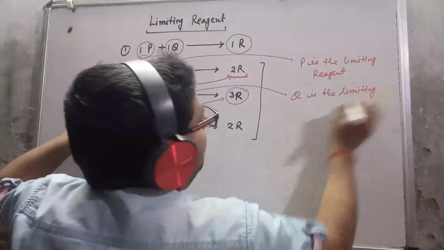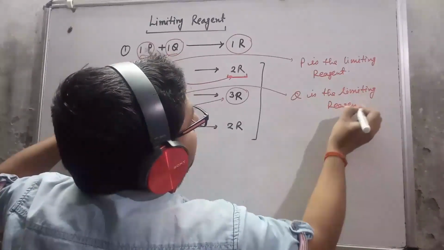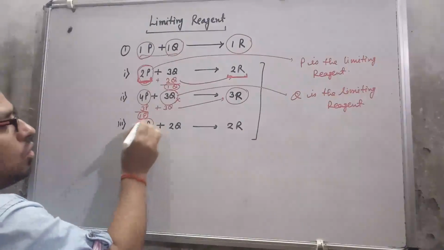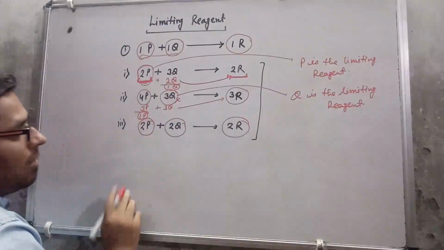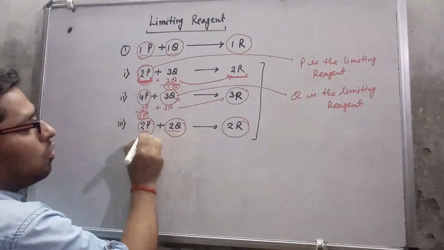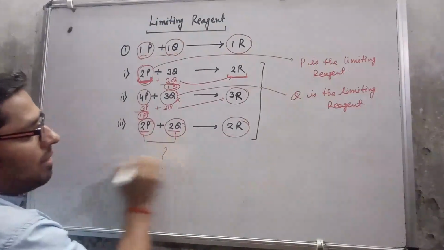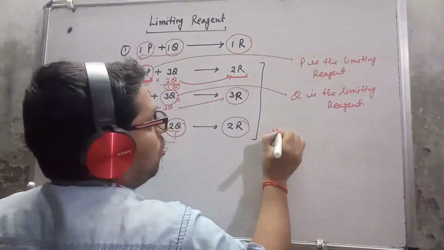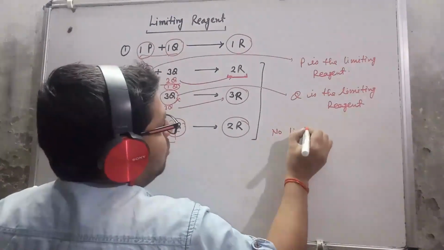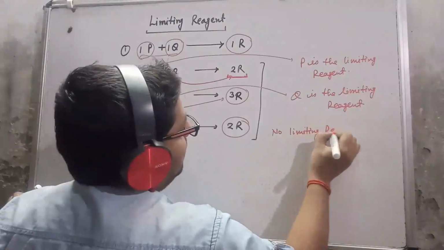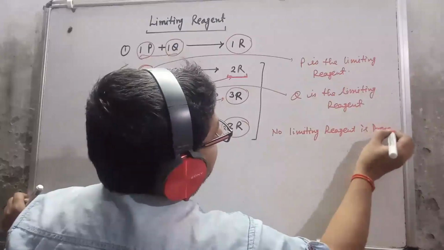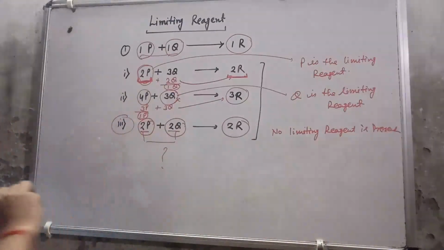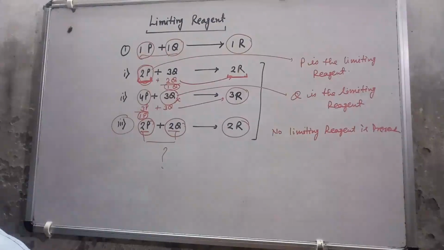Q is the limiting reagent. Now here you can see 2 moles of P combined with 2 moles of Q give us 2 moles of R. That means both P and Q are totally consumed, nothing is left. That means no limiting reagent is present in this third part. So this is a very simple way to identify the limiting reagent.